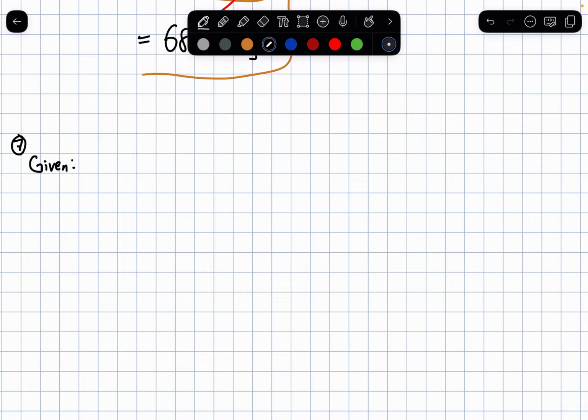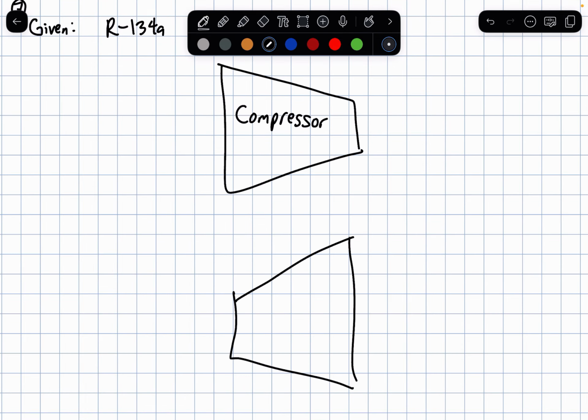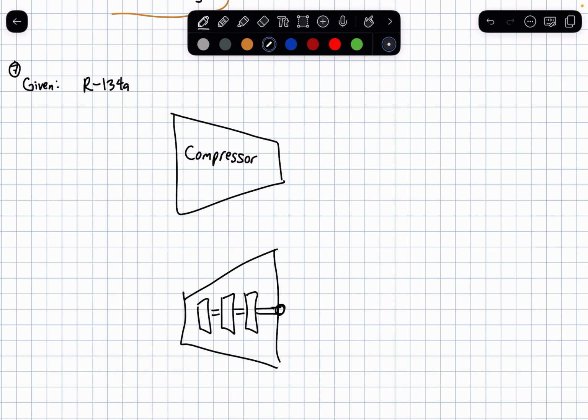So, compressor in a fridge takes R134A, compressor. Oh wait, compressor. This is what a compressor looks like. And for your information, this is what a turbine looks like. Sorry. No. Yeah, this is correct.